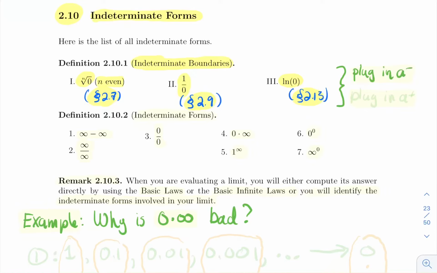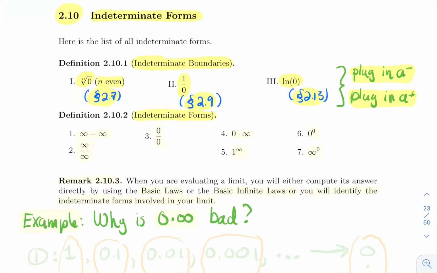And for all these cases, what you have to do is plug in a minus or plug in a plus, depending on your limit. If it's a left limit, you're going to plug in a minus instead of a. If it's a right limit, you're going to plug in a plus instead of a. And if it's a two-sided limit, you need to do both and then compare. So it's the same strategy for all these three bad boundary cases.